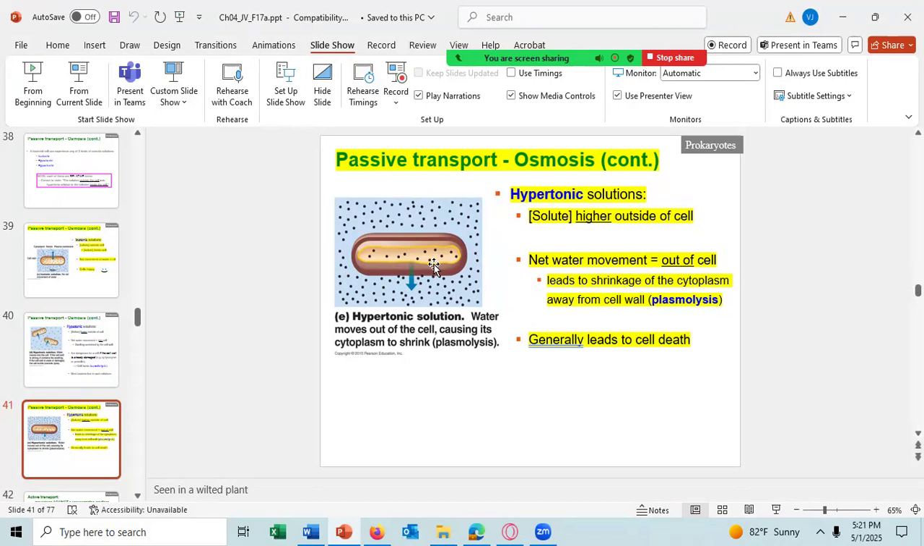Like E. coli would be very sensitive to water leaving the cell. And after a few hours or maybe a day or a few days, the E. coli cell will die. This is actually why we can keep molasses at room temperature for years.